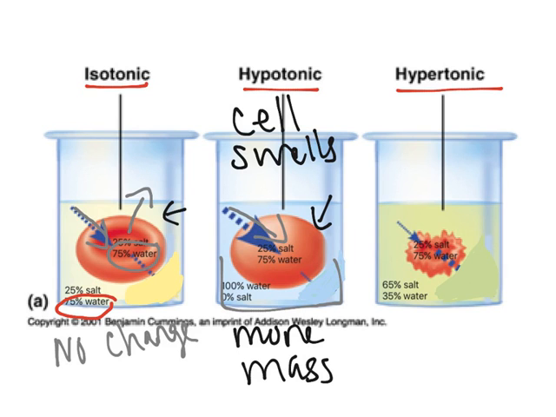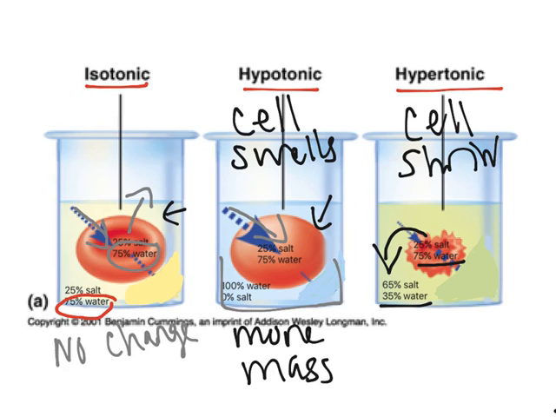In this last example, hypertonic means that the water concentration outside of the cell is lower than the water concentration inside of the cell. Therefore, the water will move out of the cell into the solution outside, because water moves from an area of high concentration to an area of low concentration. Therefore, the cell inside will shrink. You'll see that the cell becomes smaller because it is losing water. Therefore, it has less mass.